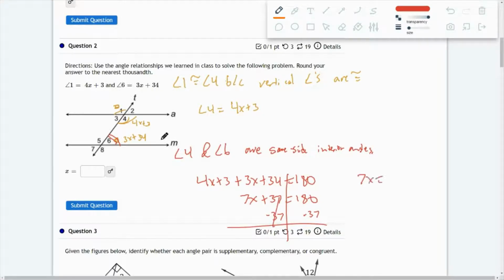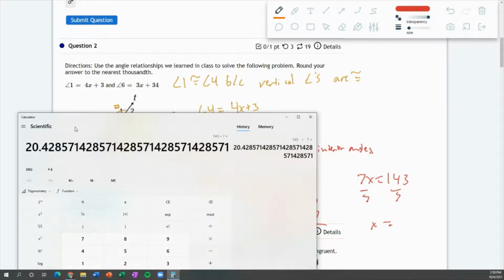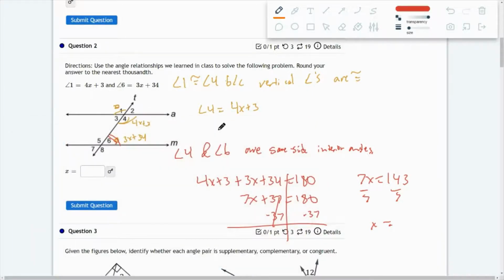So 7x equals 143, I believe. It will get you a decimal, and it says round your answer to the nearest thousandth. So x equals, I'll pull my calculator here, 143 divided by 7. Now it says to round to the nearest thousandth, right? 20.428 is the thousandth mark. The number after the 8 is a 5, and that means we have to round up. So instead, it's going to be 20.429, because the 5 is after the 8. So 20.429 is our answer here.